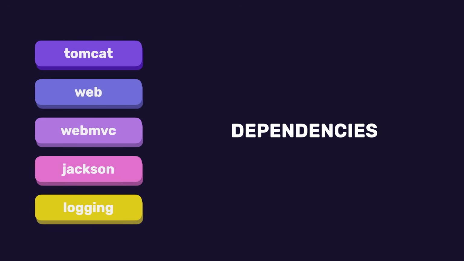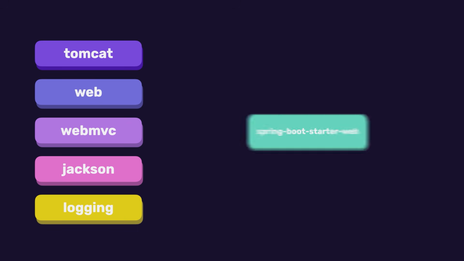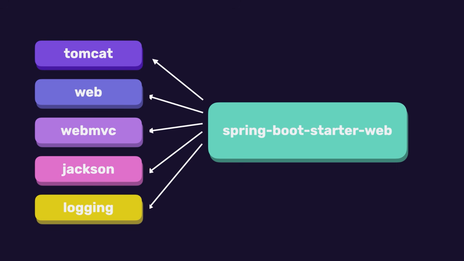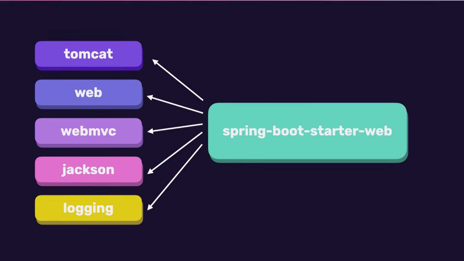Now, in Spring Boot applications, instead of adding multiple individual libraries, we can use a starter dependency, which is a curated collection of libraries and frameworks that are commonly used together. They're tested and verified by the Spring development team. So in this example, if we add the starter web dependency, it will bring in a compatible version of these libraries. Let's see this in action.